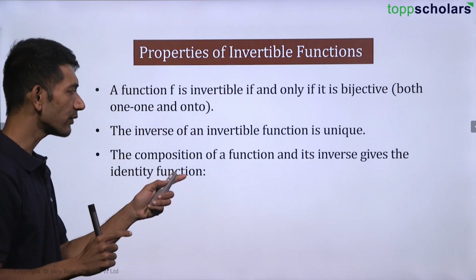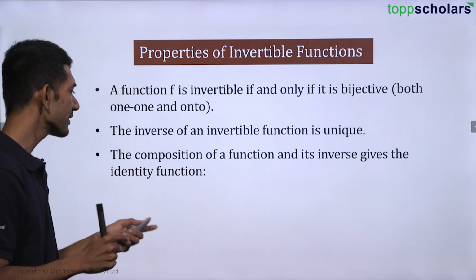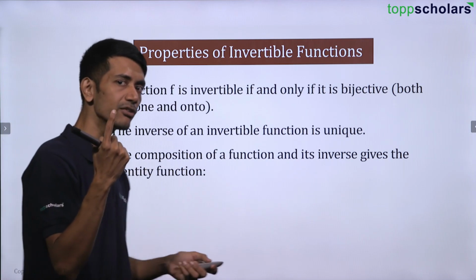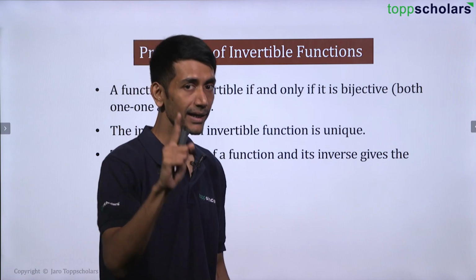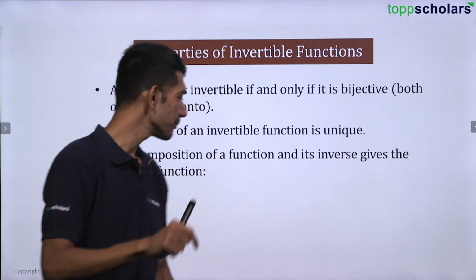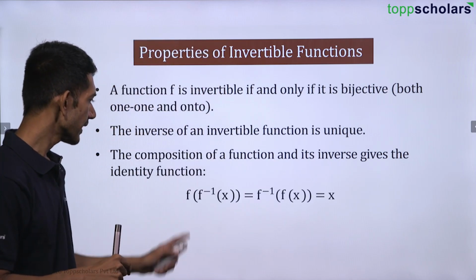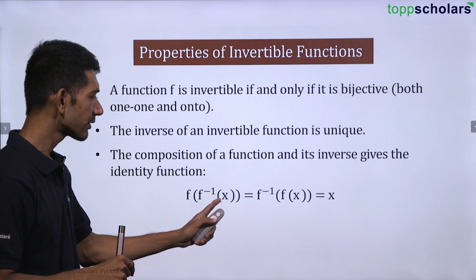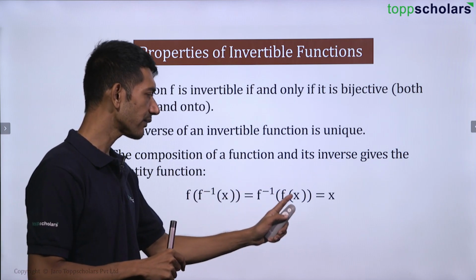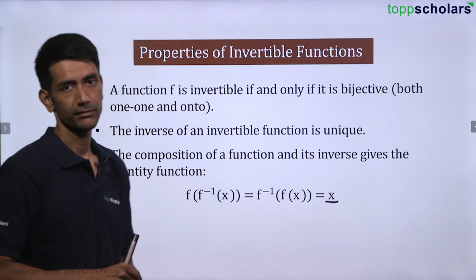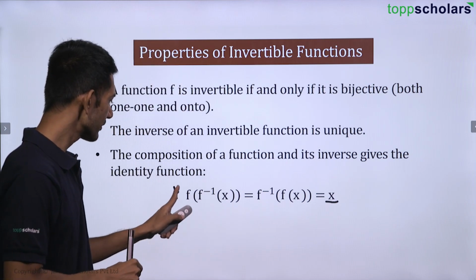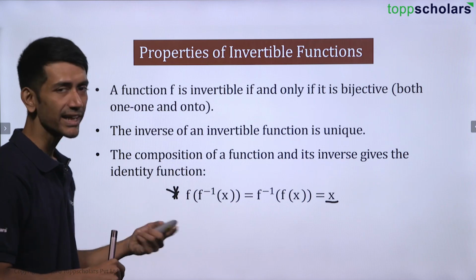One inverse. Only one inverse. The composition of a function and its inverse gives the identity function. That is, identity is like your 1, right? If you recall, identity means 1, right? That is, f of f inverse of x is equal to f inverse of f of x, that is x. This is very important. This might be needed for solving problems to check invertibility.